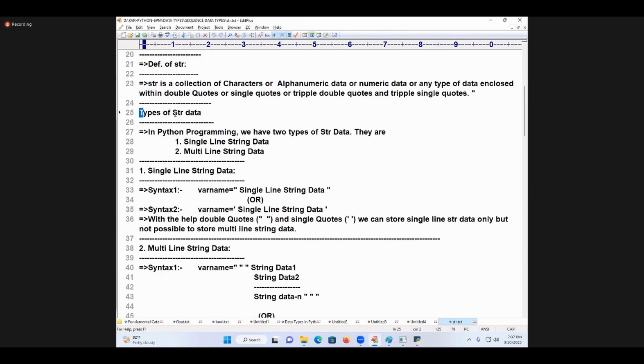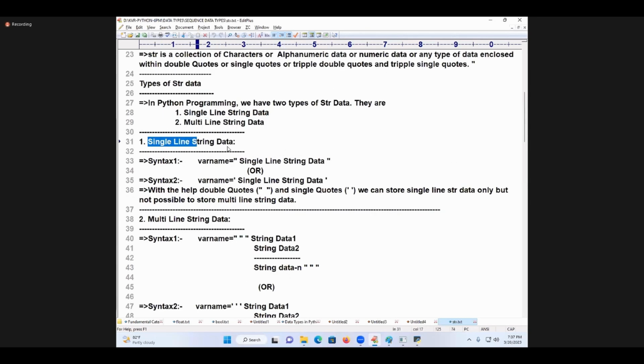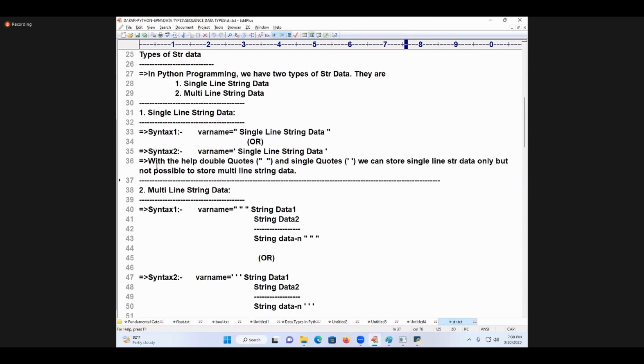Come to the point. Types of what? In Python programming, we have two types of str. They are single line string data, multi-line string data. Single line string data syntax: variable name is equal to double quotes, single line string data, double quotes end. Or syntax 2: variable name is equal to single quotes, single line string data, single quotes end. With the help of double quotes or single quotes, we can store single line str data only, but not possible to store multi-line string data.